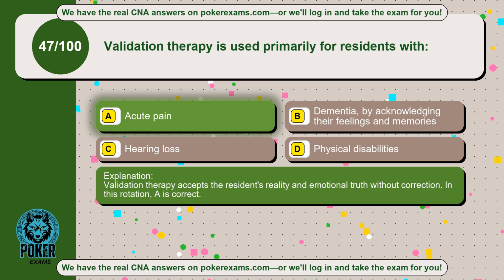Validation therapy accepts the resident's reality and emotional truth without correction. In this rotation, A is correct.